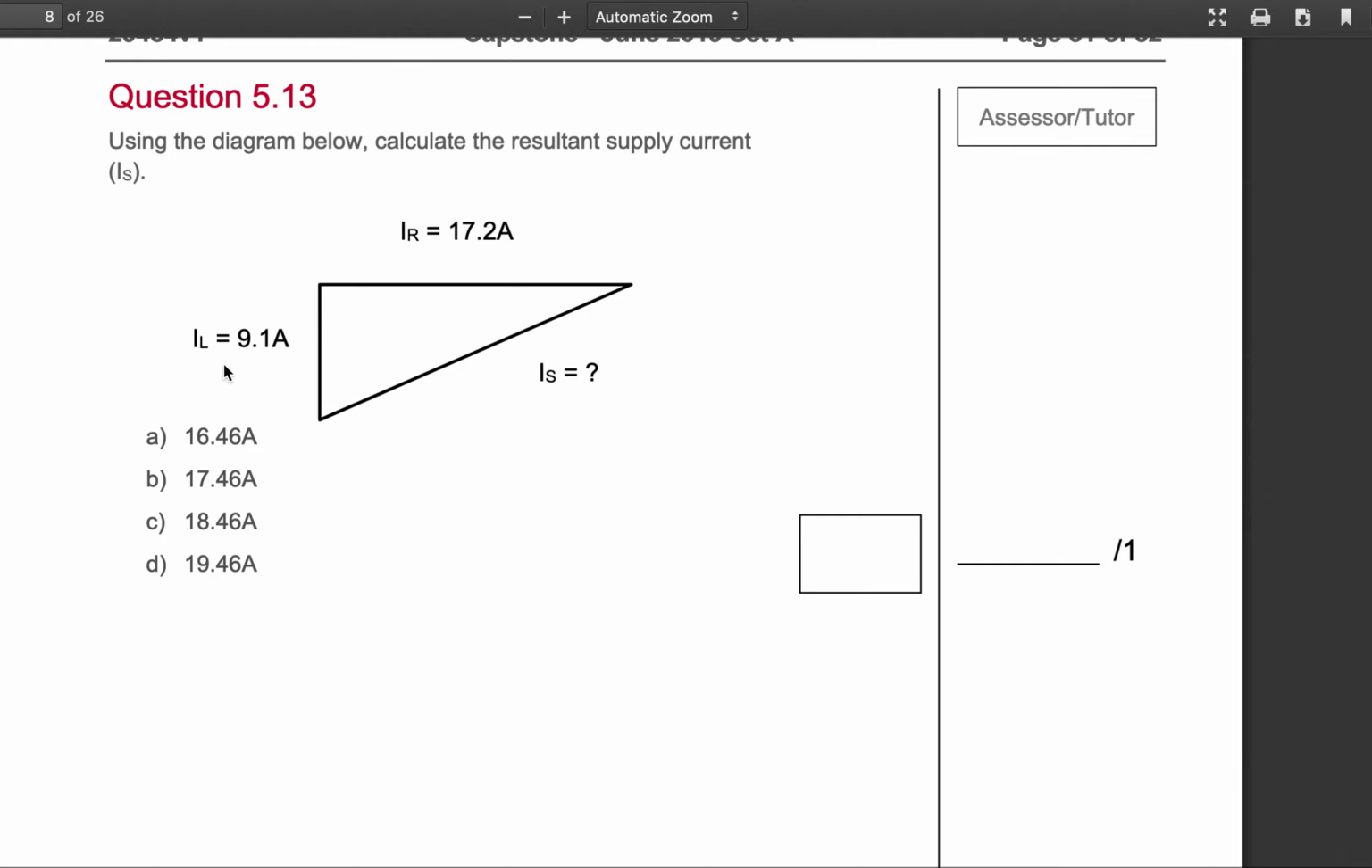Calculate the resulting supply current. That's your square root. I'm not going to do it because it's easy enough. This one here, IS, is the square root of 9.1 squared plus 17.2 squared. And looking at it, if I drew it to scale, it can't be that one, can't be that one. It's one of these two. I'm going to guess. No, you're going to work it out.